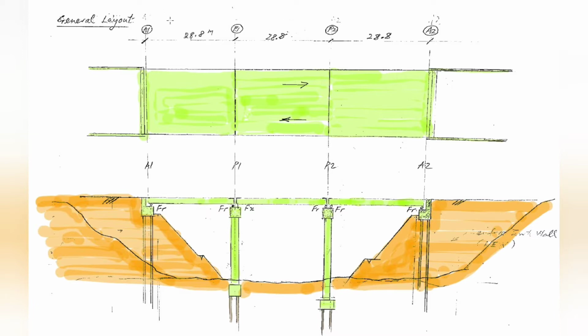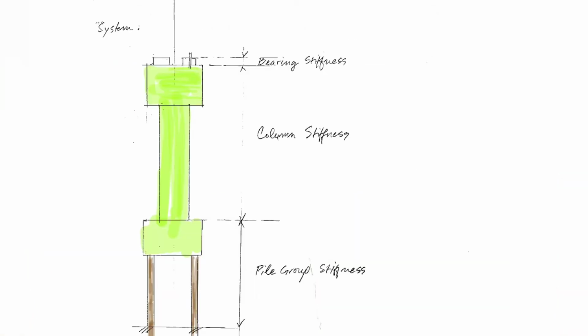The abutment and piers are made of concrete and are supported by two rows of piles driven vertically to a depth of around 30 meters. Each substructure may have different horizontal stiffness depending on the dimension of the bearings, the height and the dimension of the abutments or columns or piers, and lastly the depth and the size as well as the number of piles for each particular pile group.